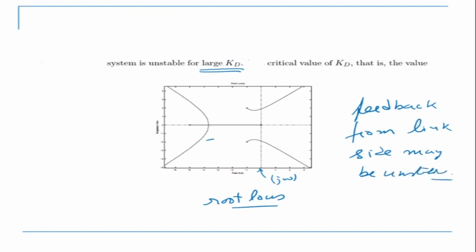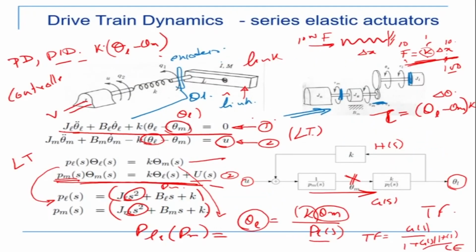Okay, so this is very important. When we are using series elastic actuators, we should be very careful which side we are taking the feedback from, because if you're taking it from the link side, you may end up making the system unstable, depending on if you're putting very high values of Kd. Okay, so this was basically to explain that when we are having stiffness, we are adding stiffness onto the joint. The advantage of putting stiffness is that we can absorb some of the shock.